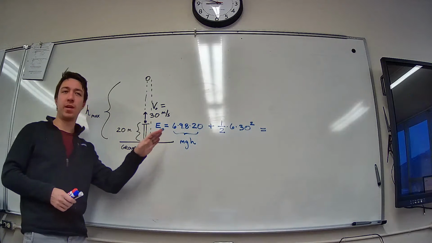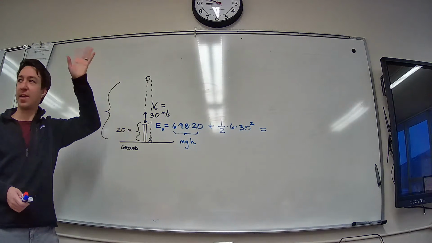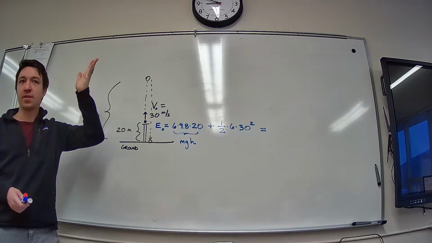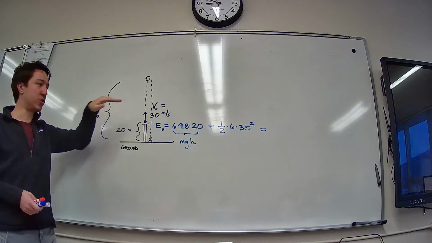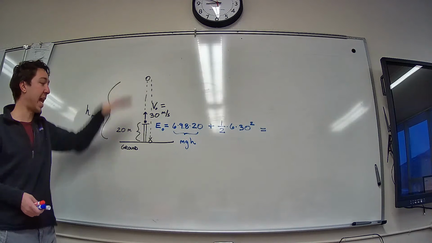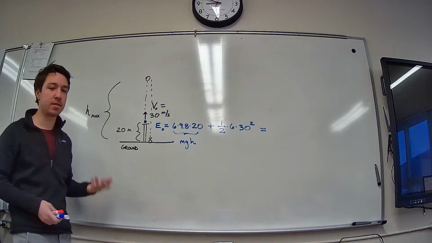By the way, is anyone thinking right now, wait, couldn't I just ignore the 20, figure out the max height, and then add 20 onto it? That's correct for finding the max height. But I want to show how we can just use the same total energy to solve for this and this. So if you're thinking that, you're thinking correctly.